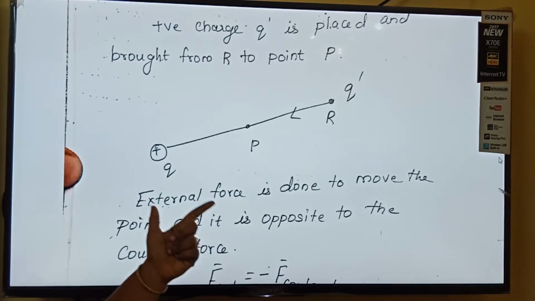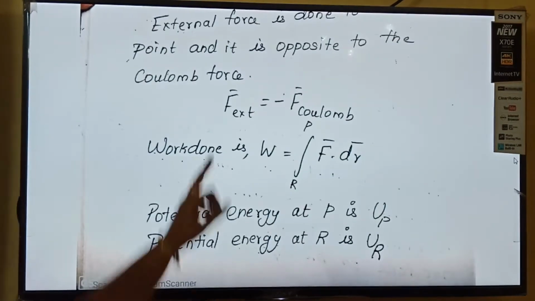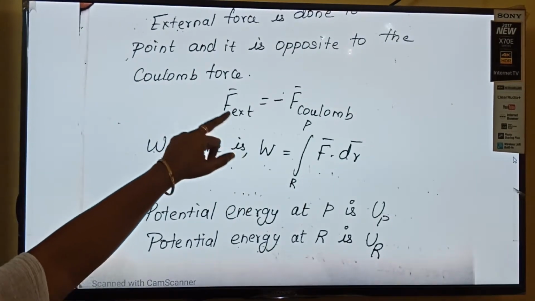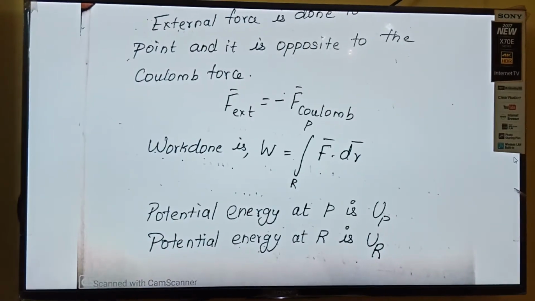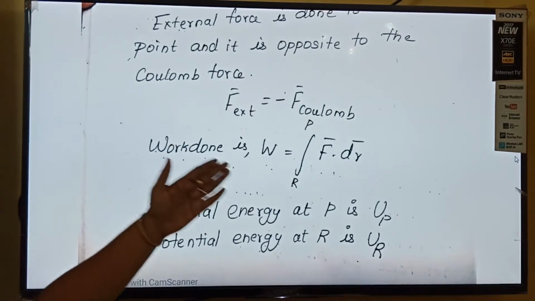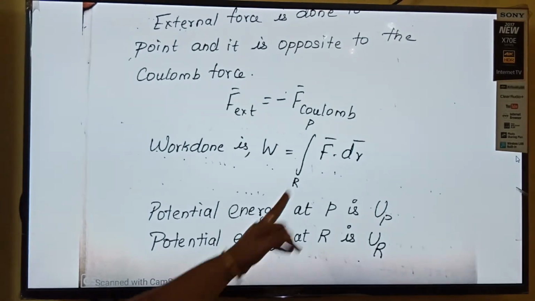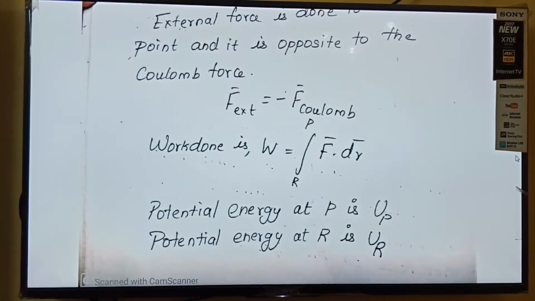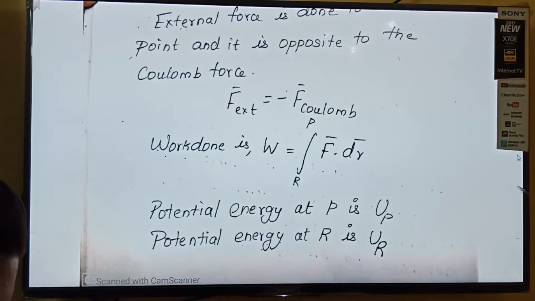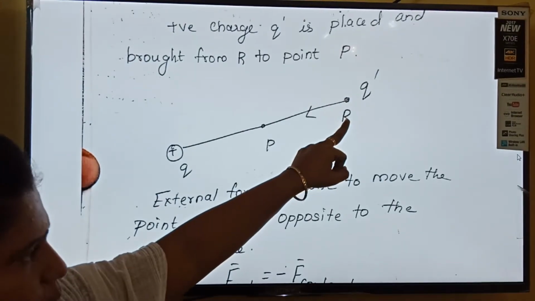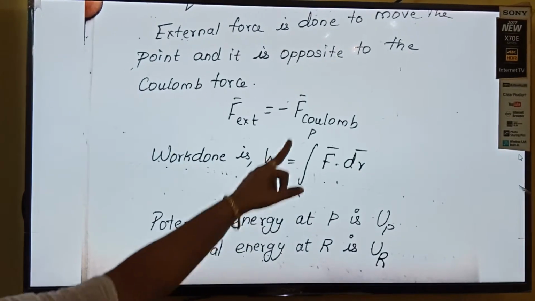That external force is opposite to the Coulomb force, so we write F ext equal to minus F Coulomb. Next we write the formula for work done. We already know work done is equal to force into displacement. Considering the displacement as dr, it is the integral of F dot dr. Since we are moving from the point R to the point P, the integral limits are R to P.